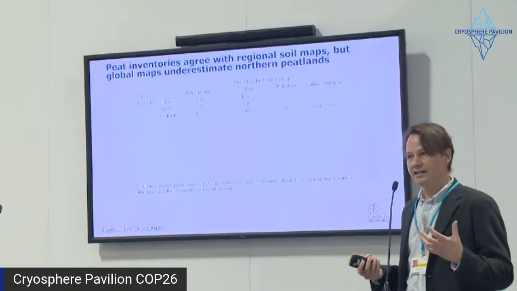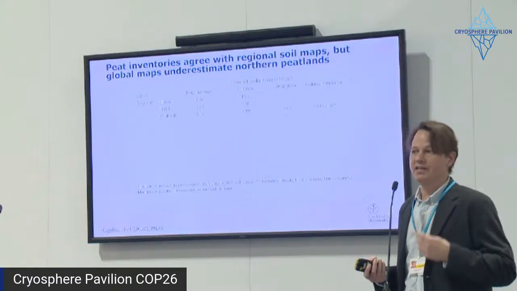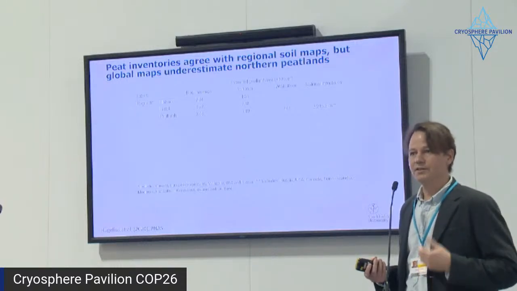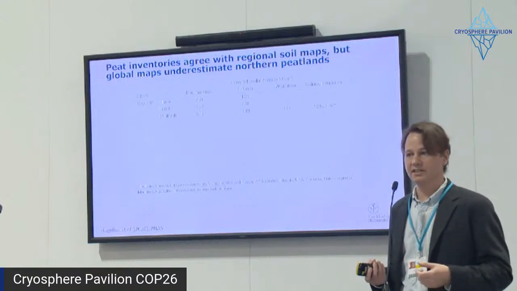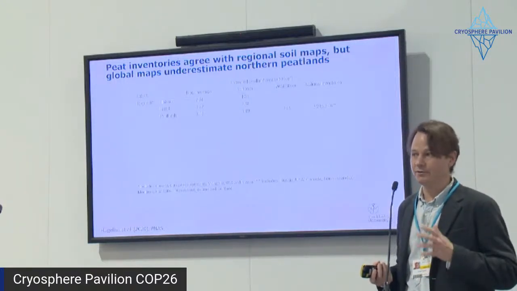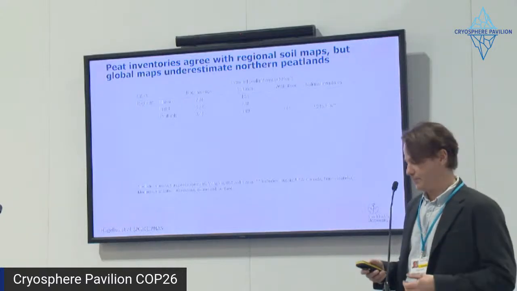But what we do find is that the two existing global maps of peatlands underestimate the coverage of northern peatlands by 1 million square kilometers. So the PEATMAP, which is quite often used, and the global database called WISE 30 seconds, they miss 1 million square kilometers of northern peatland. So that is really crucial to be aware of if you want to use the global map for any type of scaling.